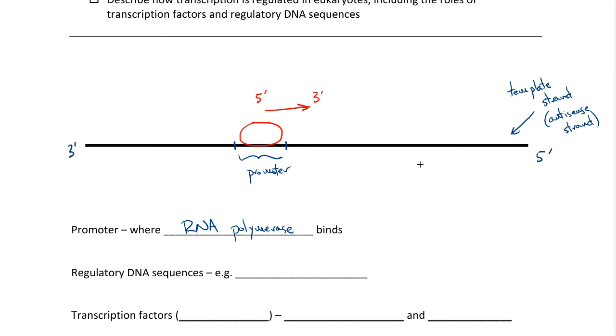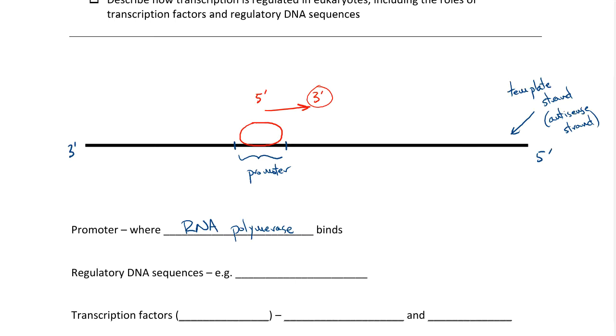Now don't get confused by looking at the template strand down here. What we mean when we say it moves in a 5' to 3' direction is that as it lays down new RNA nucleotides, it's adding them on the 3' end. And so the 3' end is the end that's growing, and so it's moving 5' to 3' relative to the strand that it's laying down.